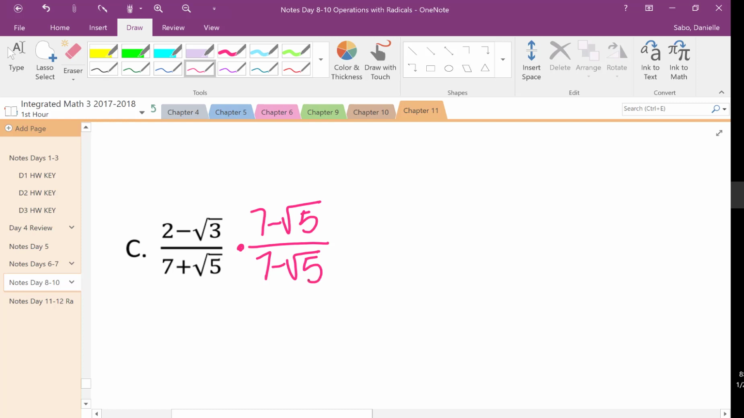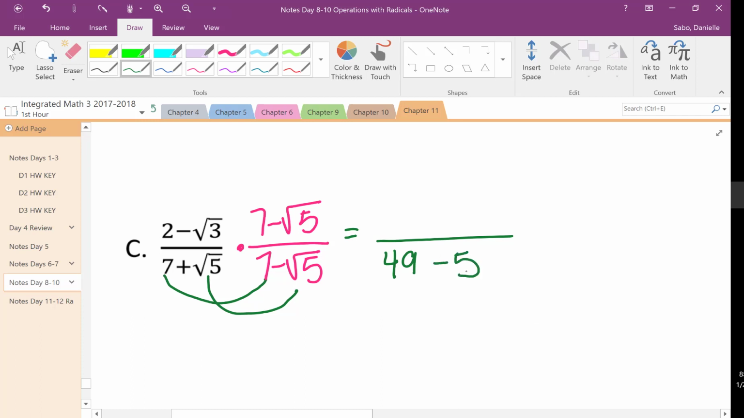Square root 5. Okay. All right, this one gets a little tricky. So let's just do the denominator first because I know that's the easy part. So I just do 7 times 7, which is 49. And then square root 5 times negative square root 5, which is negative 5.